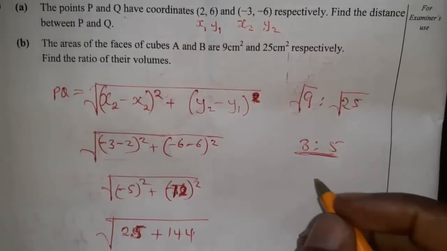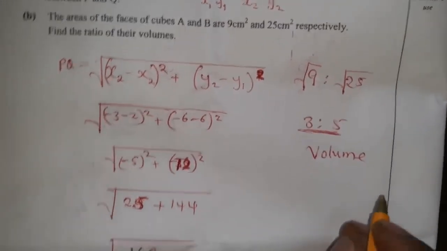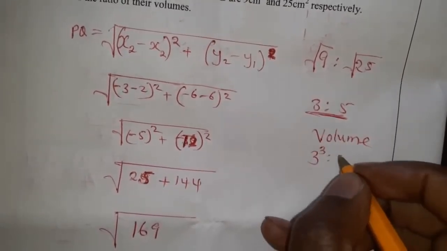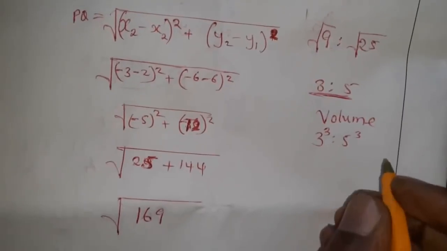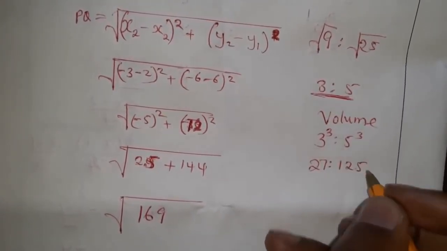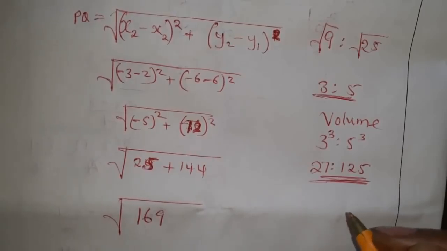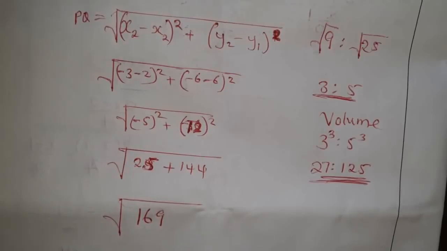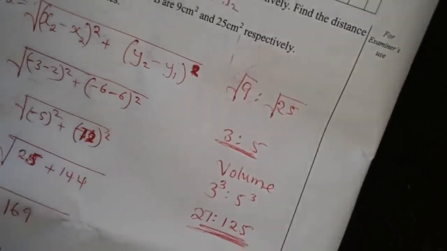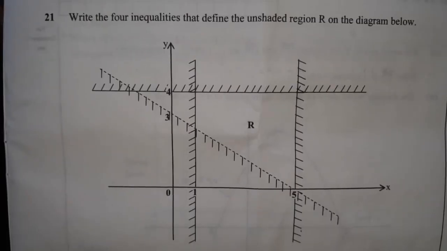Okay. Then now, to get the ratios for volume, we need to say this. What do we get? 27, 125. These are the ratios for volume, ladies and gentlemen, boys and girls. All right. Let's continue. Question 21.